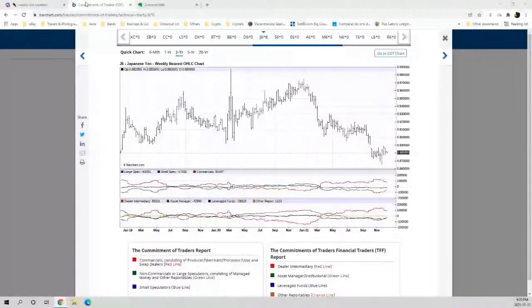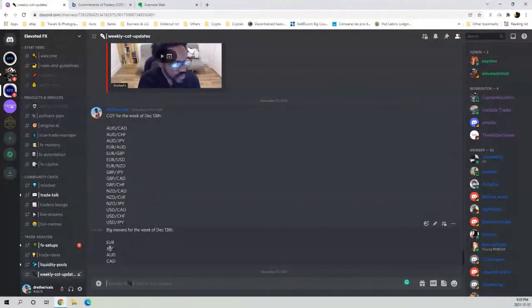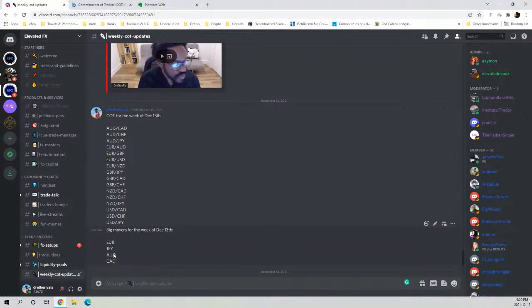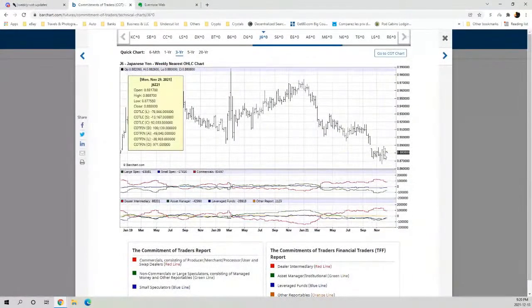Okay, so let me go back and share my screen here. I'll show you guys exactly the data for GBP JPY. All right, if we go back on the big movers, I told you there was Euro, JPY, AUD, and CAD. The big mover for this week, the big winner that we should see big movements overall for any pairs trading against the yen, is JPY. Why? No pun intended. If we look at the last 2 weeks of commitment of traders.